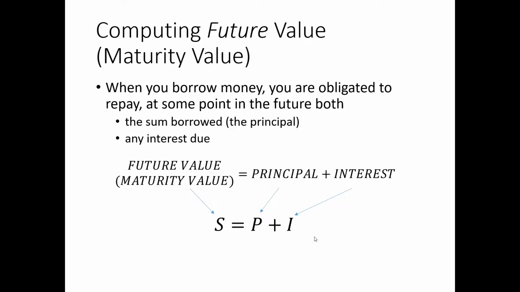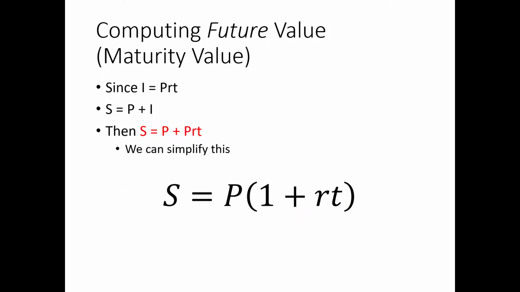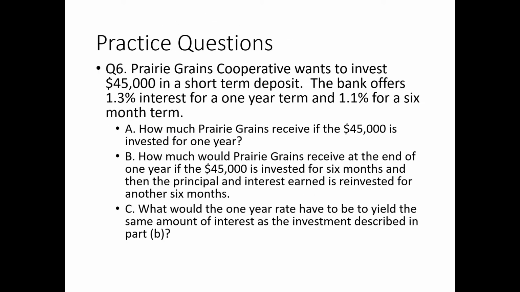So we have a formula for I, the PRT, and essentially all we do is plug in that formula for PRT. We do a little bit of factoring out the P, and we end up with the formula for the future value. But really, it all starts off with that S equals P plus I. Substitute a calculation for I in there, and we have this formula for the future value. Okay, and that's it. Let's do some problems.